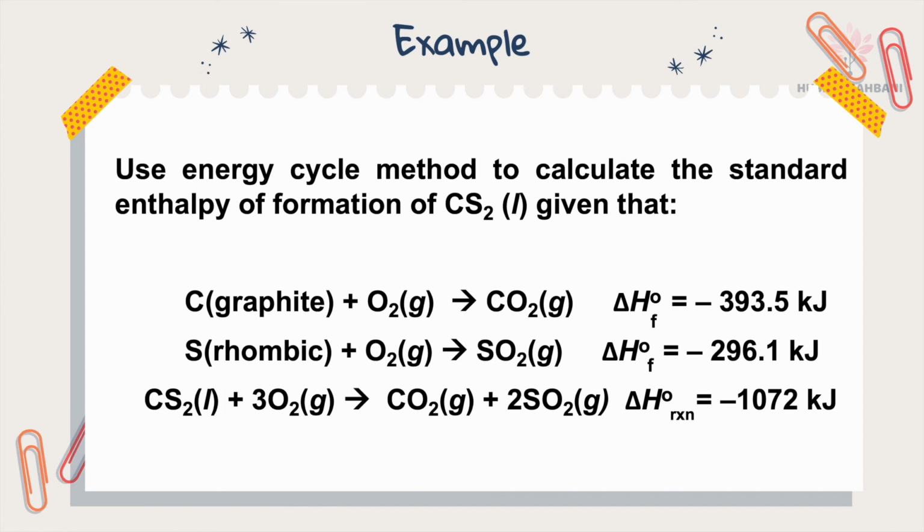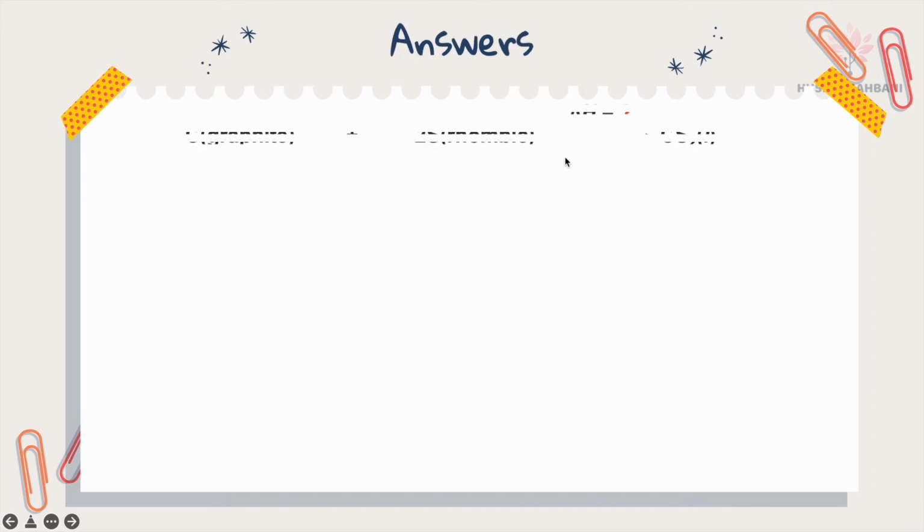So we need to calculate the standard enthalpy of formation. You need to write down the standard enthalpy of formation of CS2 liquid equation first. This is our target equation. Write down the equation for formation of CS2 liquid. So in order to have CS2 liquid, you need carbon and S. So you need 1 mole of carbon and 2 moles of S. This is the enthalpy of formation. You need to find the value of the enthalpy of formation of CS2.